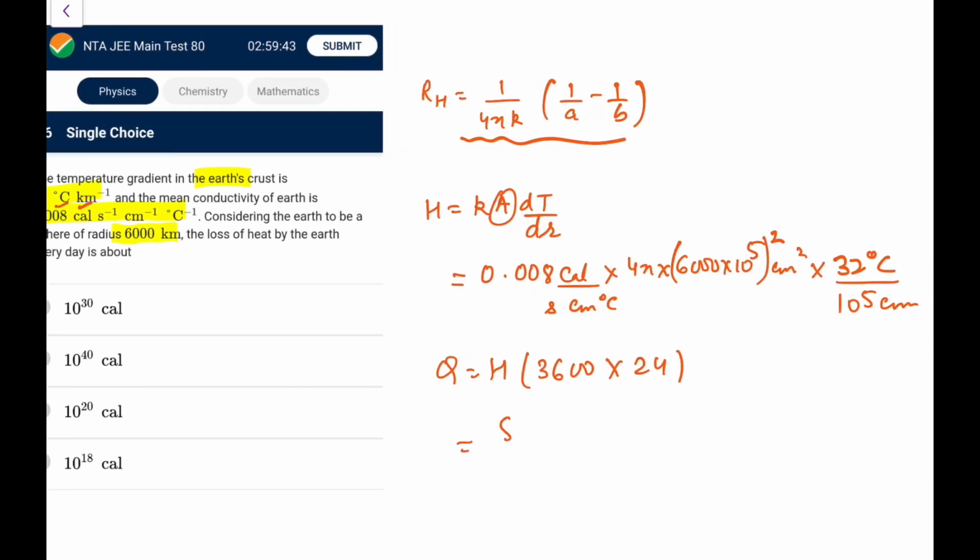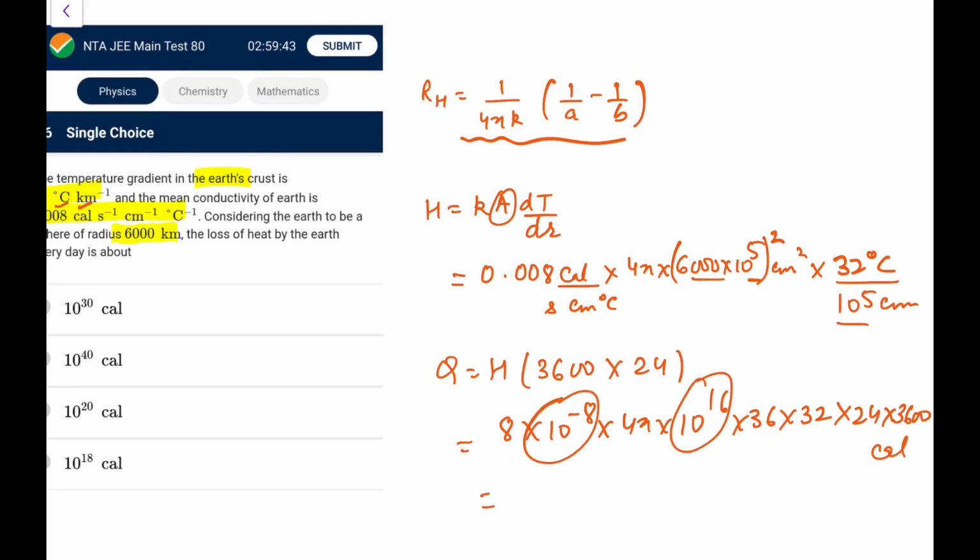So what we are left with now, this is 8, this is 10 to the power 5, 10 to the power minus 3, 10 to the power minus 8 into 4 pi into this is 10 to the power 8, so this becomes 10 to the power 16 into 36 into 32 into 24 into 3600 calories. So what we have, 16 and 8 would be 8, this is 10. Now 8 into 4, 32 pi, and this is 32 into 24 into 36 square into 36. Okay, so what we will be left with, 36 into 36, it would be a bigger figure, I suppose.